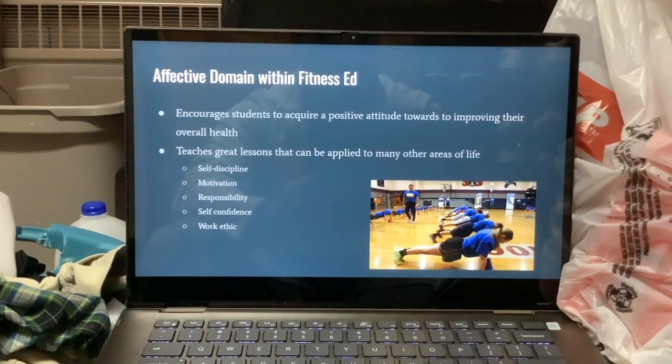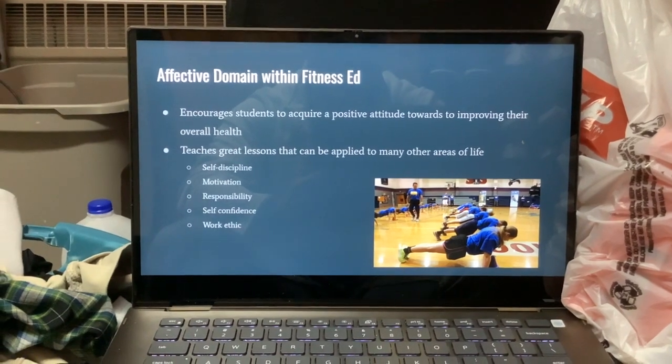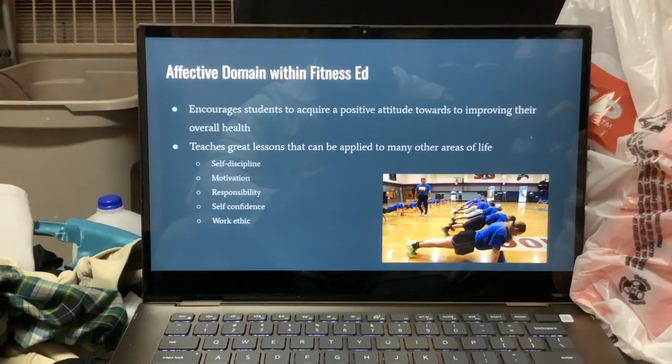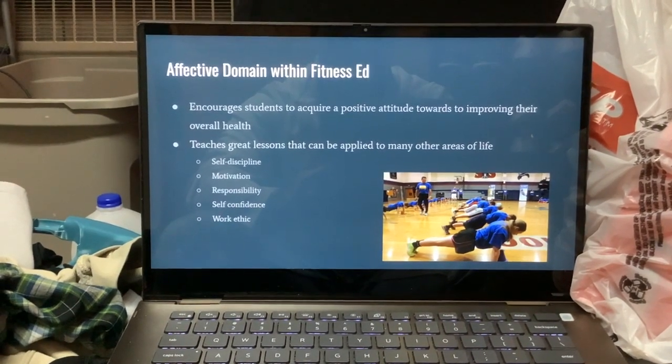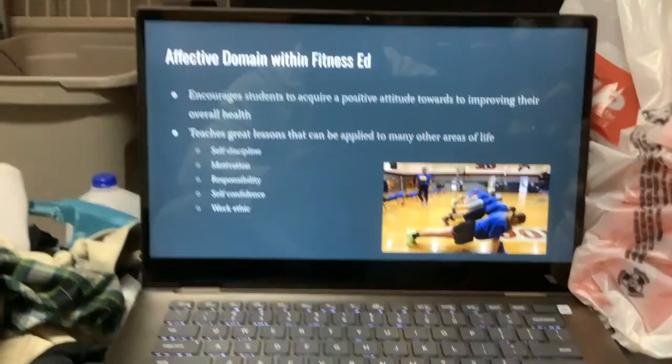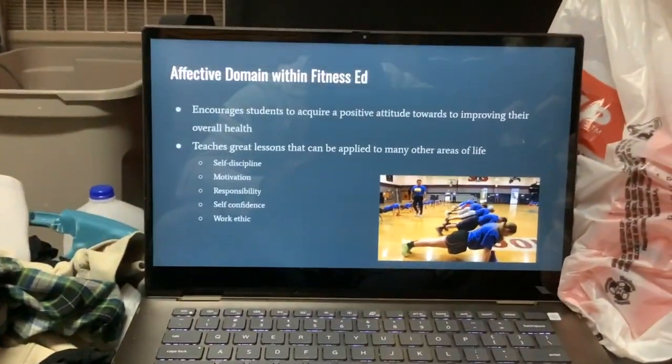It also teaches great lessons that can be applied to many other areas of life. I talked about these before as well. Self-discipline, motivation, responsibility, self-confidence, and work ethic. So those are some things that come out of the affective domain.